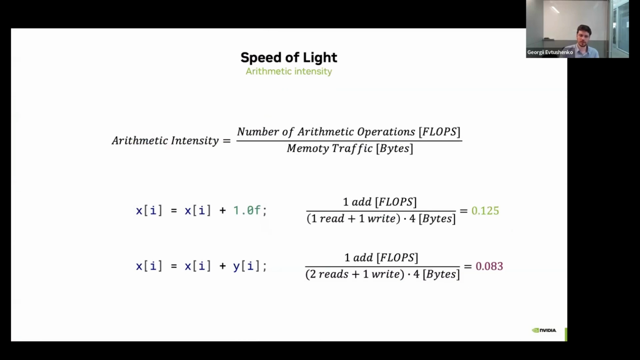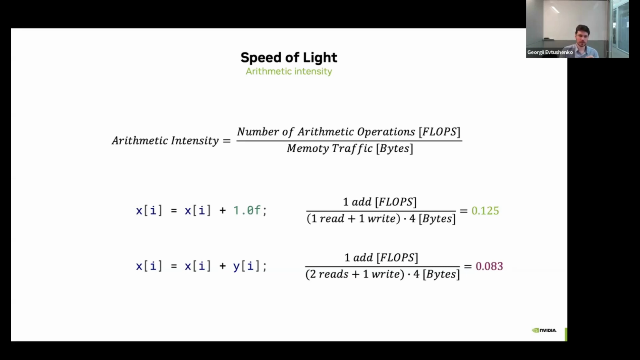And to estimate the speed of light for scan, we have to understand if the algorithm is compute or memory bound. One of the metrics that can help us do that is arithmetic intensity. The idea is that we divide the number of arithmetic operations by the number of bytes we have to load and store to memory. Here, for instance, the first code performs only one arithmetic operation. It adds two floating point values. One of the values is in memory, so we load it and then store the result back. This gives us two memory operations, one read and one write, of 4 bytes.